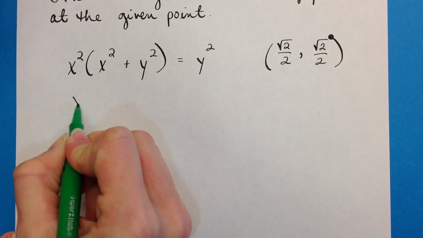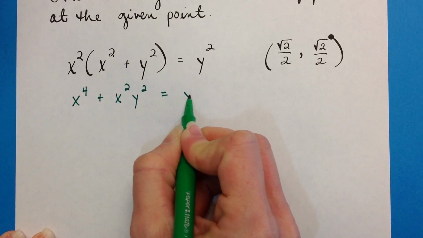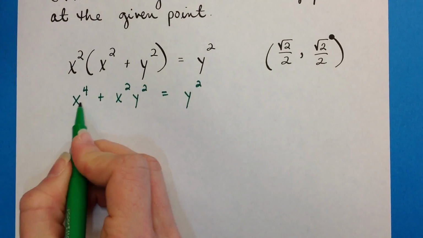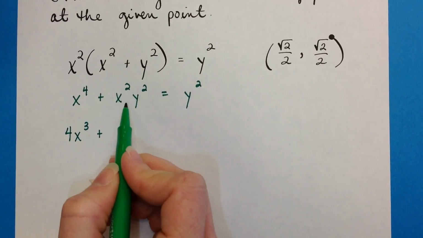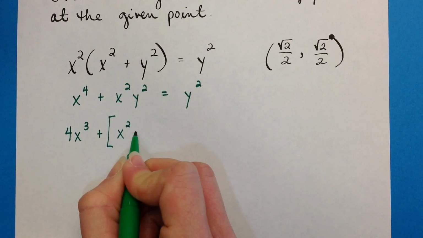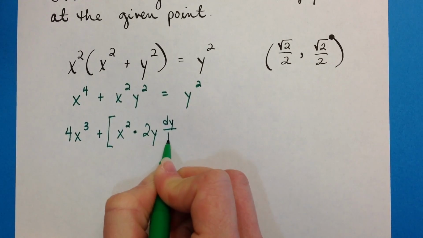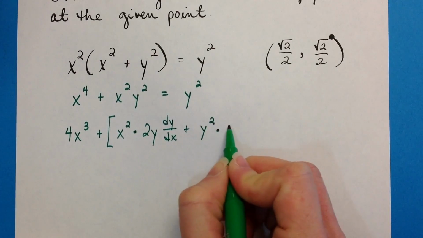So I would have x to the 4th plus x squared times y squared is equal to y squared. I've not started the derivative process. That's just simply rewriting the problem if you choose to do so. Okay, so now taking the derivative, your first term contains only x, so that would just be power rule, 4x cubed. Now this is going to require that you do your product rule. So first function times the derivative of the second function plus second function times the derivative of the first function.